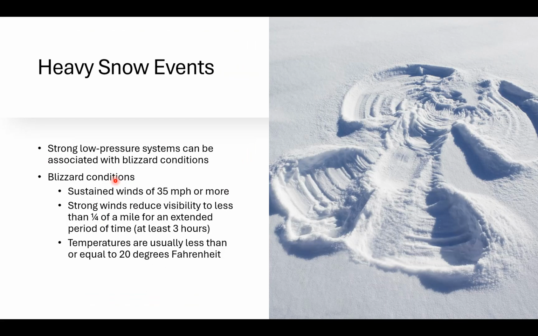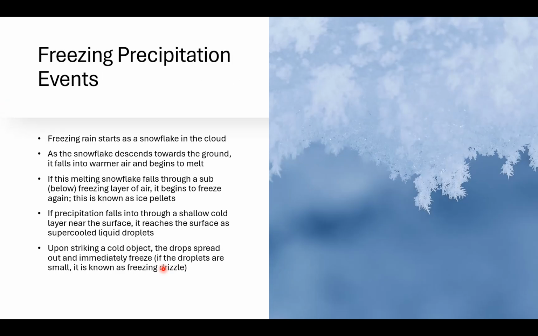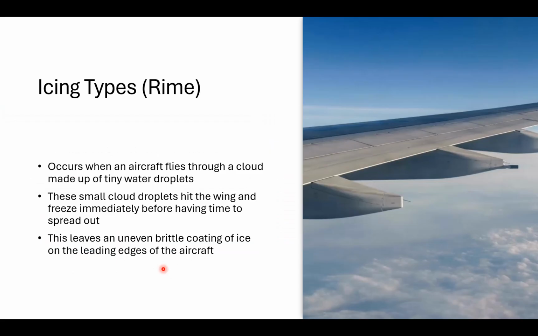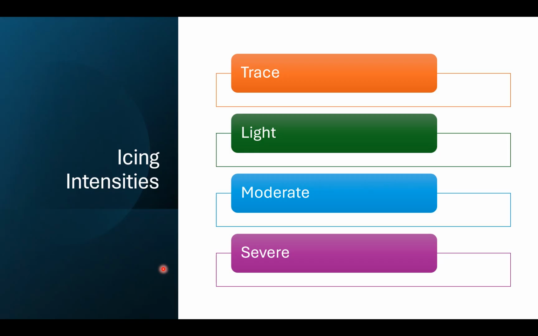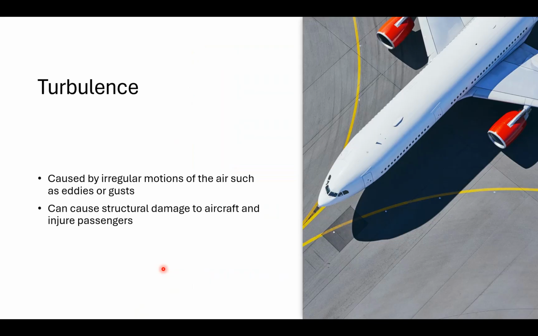So we talked about the heavy snow events, including blizzard conditions. These are the criteria for blizzards according to NOAA, and so you'll see blizzard warnings issued for locations that meet these criteria. Freezing rain, freezing drizzle, very dangerous freezing precip event. We talked about how icing can impact aircraft. We talked about the icing types. We covered those in depth. And then we talked about the icing intensities and how those change. And then we talked about turbulence, which many of us have experienced just flying in a plane before, going to visit family or friends.